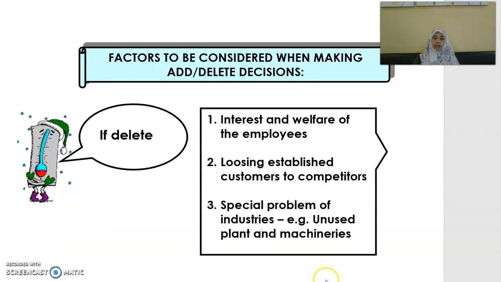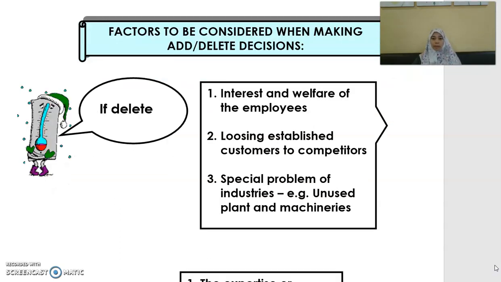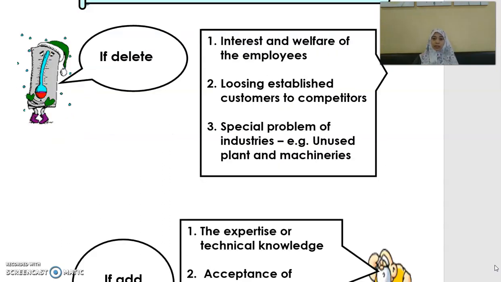As usual, there are various factors that you need to consider when you make a decision to add or delete a segment or a product. What about the interest and welfare of your employees if you drop a certain product line? What about losing established customers to the competitors? Is there any special problem of industries, for example? What will happen to your unused plant and machineries?